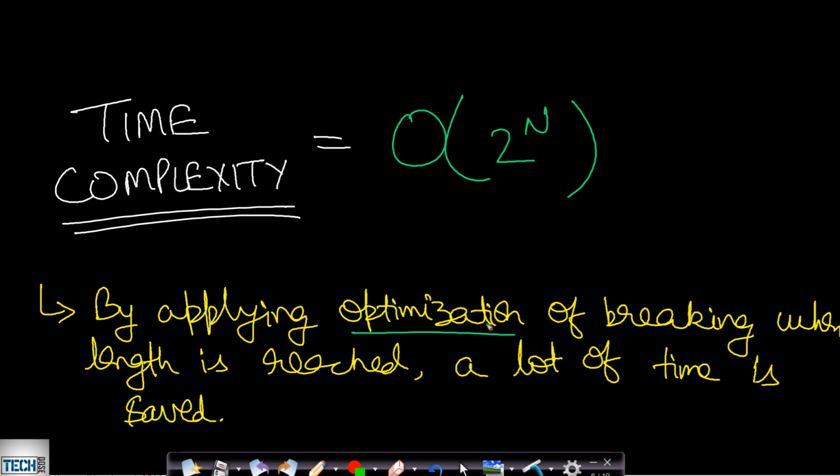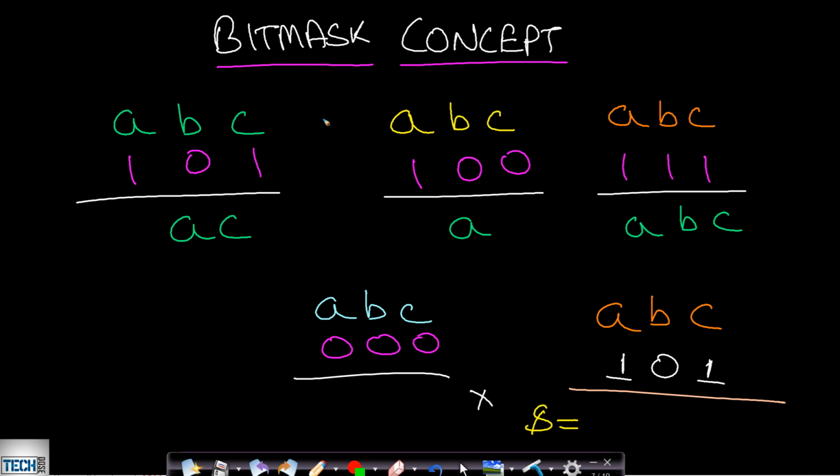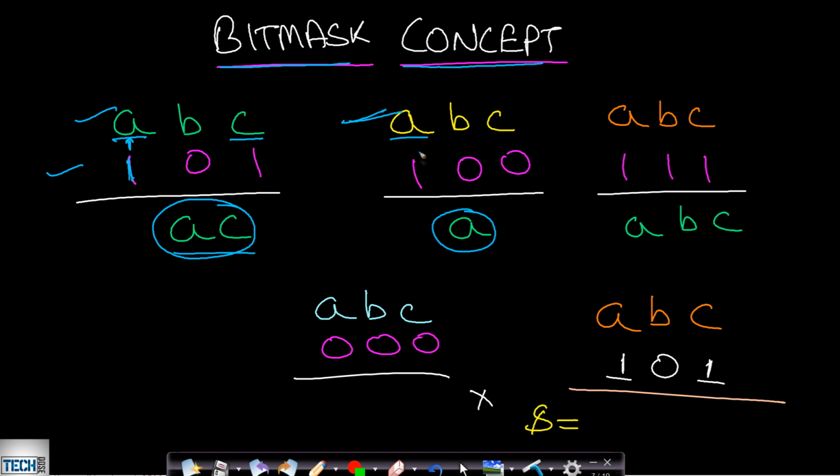Okay, now let us look at the next technique, which is using bit masking. Before seeing the bit masking approach, let us quickly revise the bit mask concept. Let us say we are given the string ABC, and we have a bit mask value of 101. Then we will only include the corresponding characters where we have a value 1. In this case, A and C have corresponding values of 1, therefore the resultant string will be AC. Similarly, for the second example, we will have only A, because A has corresponding value 1 and the others have value 0.